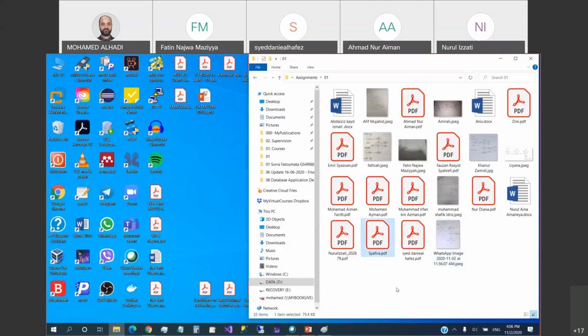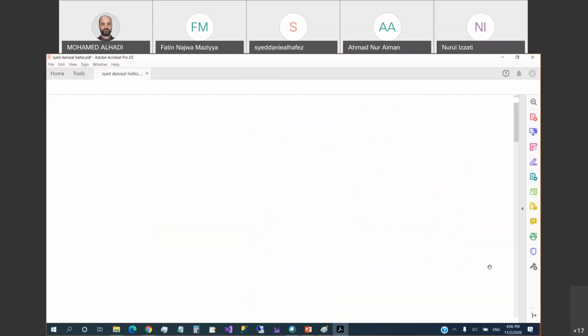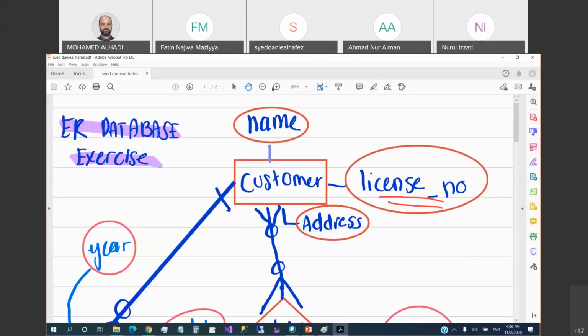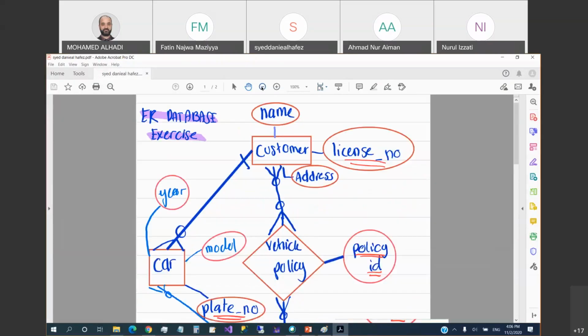Then Shafira is done. Sayyid Daniel is not done. And this one is done. We still have the Sayyid Daniel all. Okay, Sayyid Daniel.